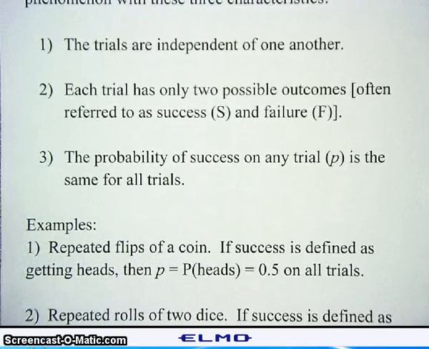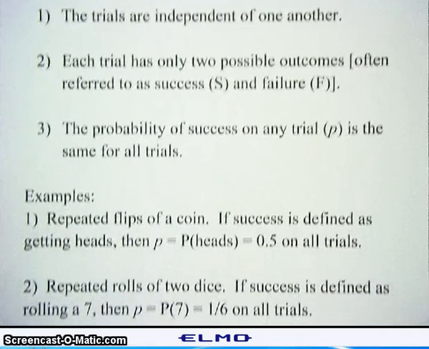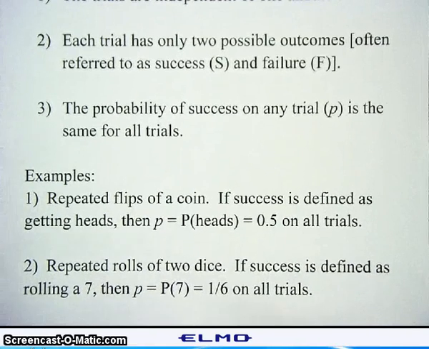Examples: repeated flips of a coin. If you define a success as getting heads, then of course a failure would be defined as getting tails. The probability of getting heads would be little p, and that would be 0.5 on all trials. If you roll two dice, you could define success as getting a 7, and failure is getting anything else. Then little p, the probability of success, is equal to the probability of getting a 7, which is 1/6 on all trials.